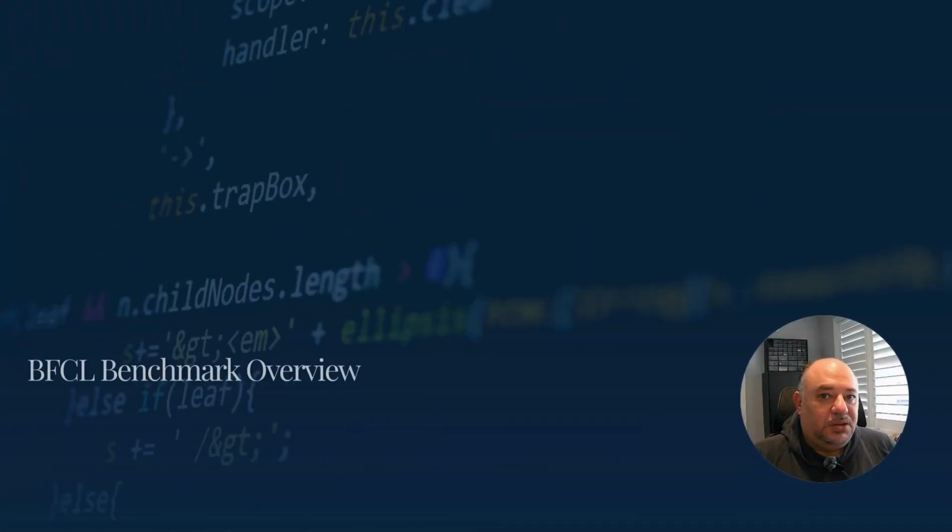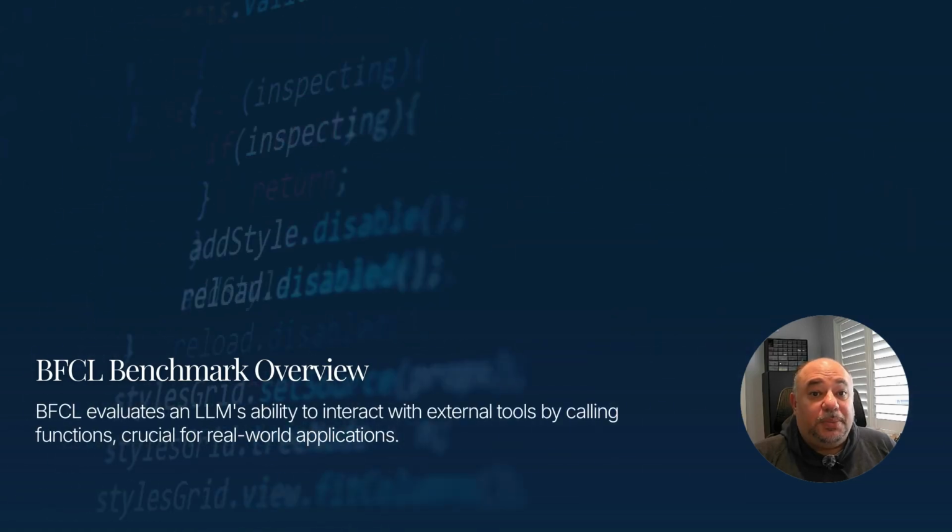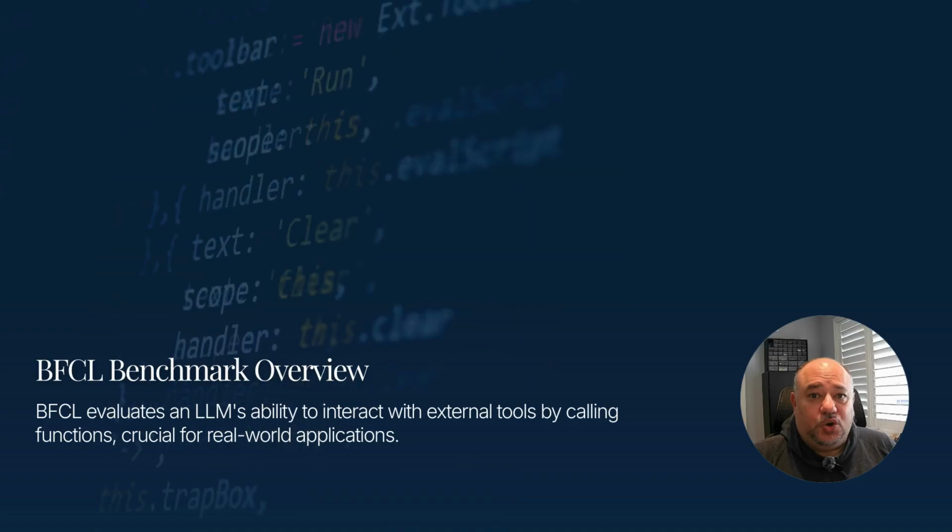The fifth benchmark is the Berkeley Function Calling Leaderboard, or BFCL. Overview. BFCL is a newer benchmark that evaluates an LLM's ability to interact with external tools by calling functions. In real-world applications, models often need to decide not only what to say, but also whether to trigger a function or API call to complete a task. Unique features. By simulating scenarios where a model must detect when and how to use external resources, BFCL assesses a practical aspect of LLM deployment, tool usage. This is crucial as AI systems become more integrated with external processes and applications.